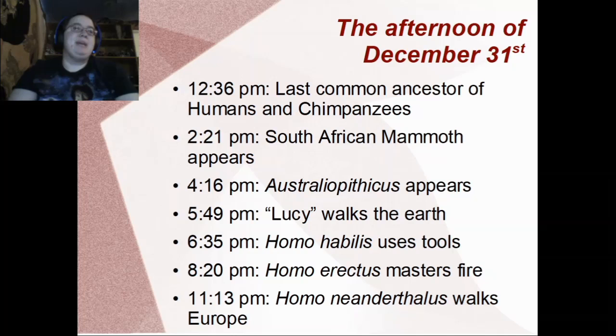At 5:49 p.m., Lucy walks the earth. Lucy is one of our earliest ancestors. She's a member of the Australopithecus family, and we actually know exactly when she was. We have her dated. She's also one of the most complete hominids that we've discovered, and it's really cool because she was our ancestor. And at 5:49, she finally walked the earth in the Great Rift Valley in South Africa.